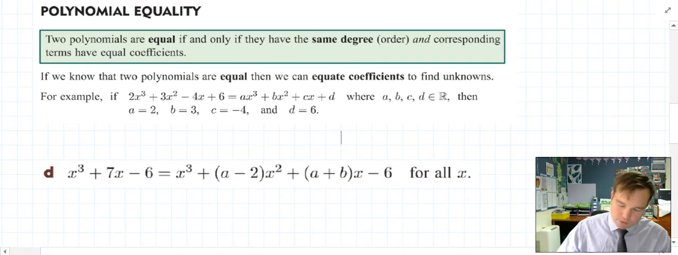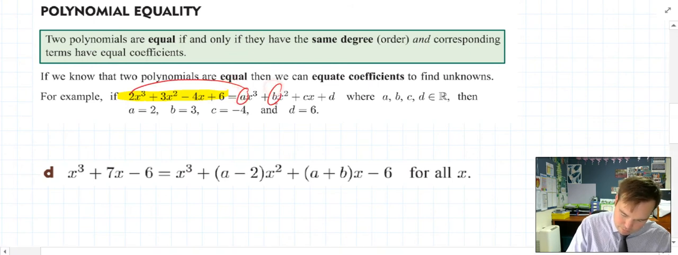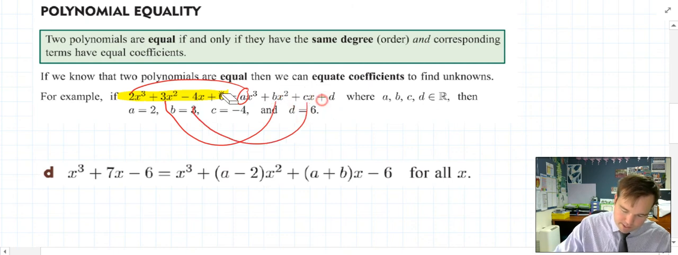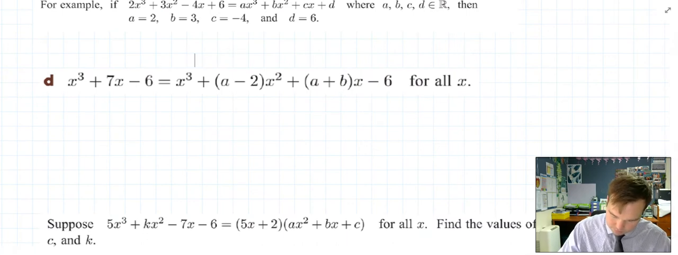If you have a polynomial written out like this, then you can do what's called equate coefficients. You can say, well, here a must be 2, b must be 3, c must be minus 4, etc. d must be there. Alright, and that leads to this sort of question.